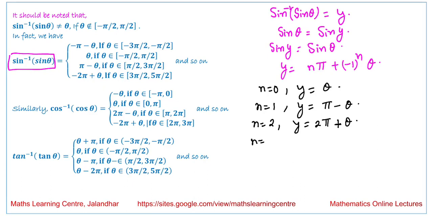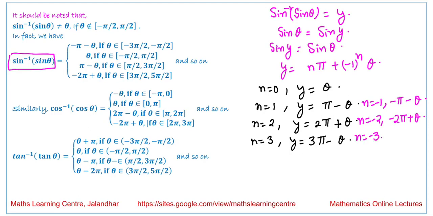When we substitute n is equal to 3, we get y is equal to 3 pi minus theta. Now if we substitute n is equal to minus 1, we obtain minus pi minus theta. N is equal to minus 2, we obtain minus 2 pi plus theta. N is equal to minus 3, it is minus 3 pi minus theta. Now this value of n that we are talking about depends upon the value of theta.